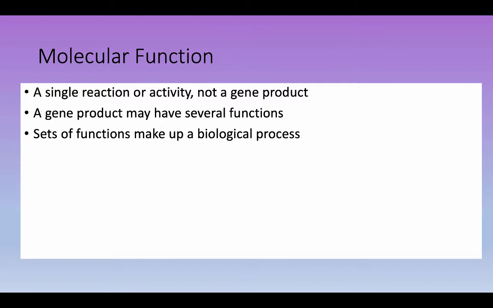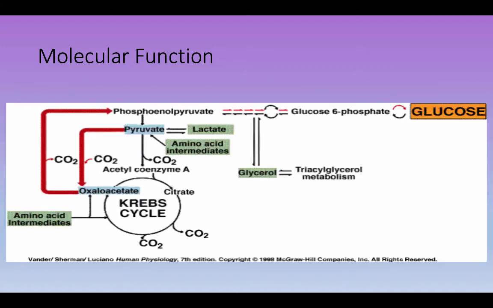Molecular functions, these refer to a single activity. So this is not a network of things anymore. This is a single activity, reaction, or activity, not a gene product. So a gene product could actually have multiple molecular functions, right? A lot of gene products don't have just one specific function. But it is a set of a bunch of different functions that actually will make up a biological process. So one gene product could have multiple functions, and then you could have multiple gene products using their various functions to actually make up a biological process.